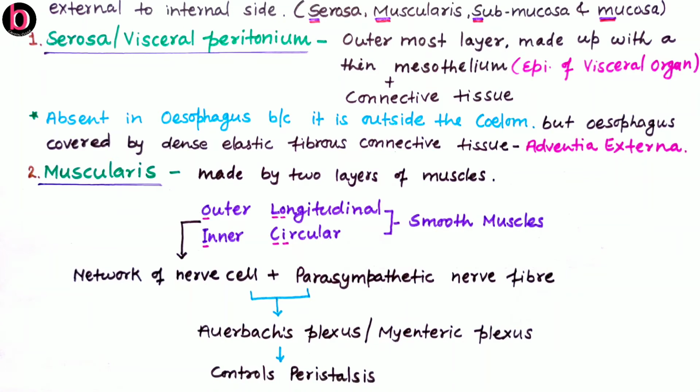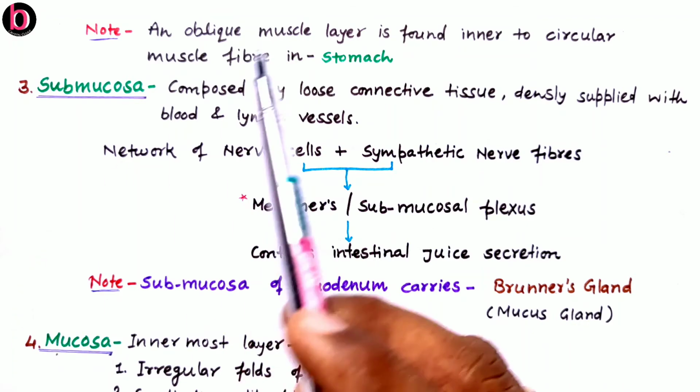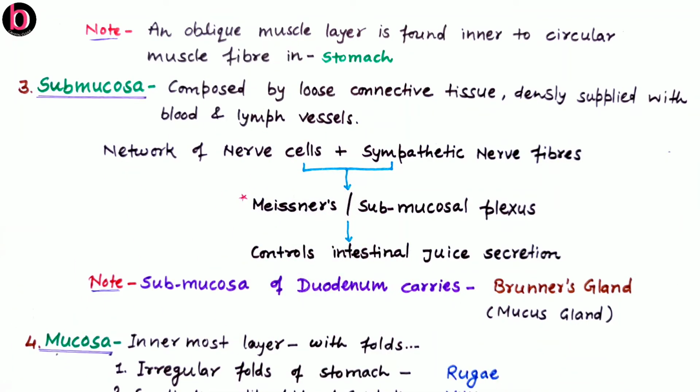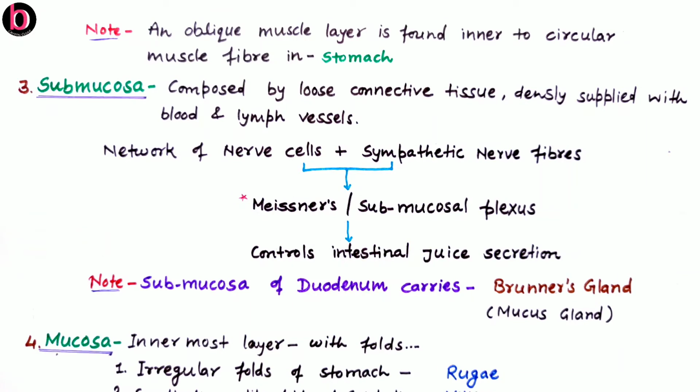This Auerbach's or mesenteric plexus is for regulation of peristalsis of the alimentary canal. Now as we discussed earlier, in case of the muscularis layer, there is presence of an additional oblique muscle layer in case of the stomach, and this is towards the inner side of the circular muscularis. This one is for providing additional physical activities to the stomach for physical or mechanical digestion of food, that is about breaking of food by muscular activities.